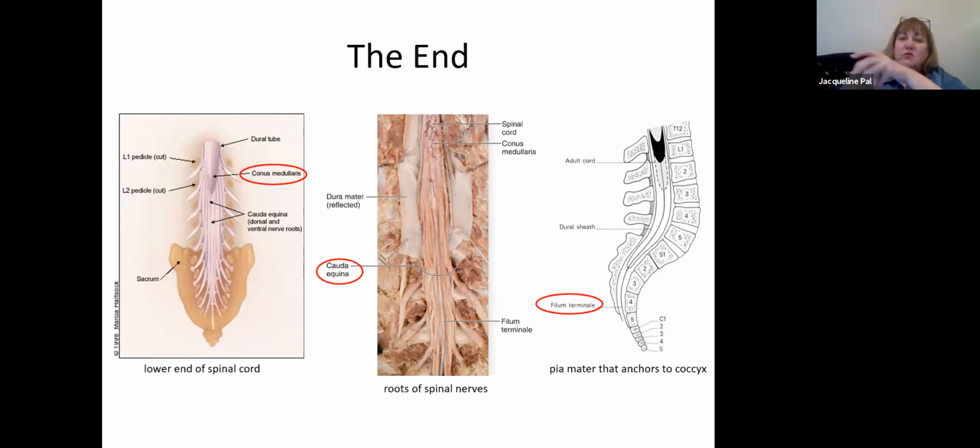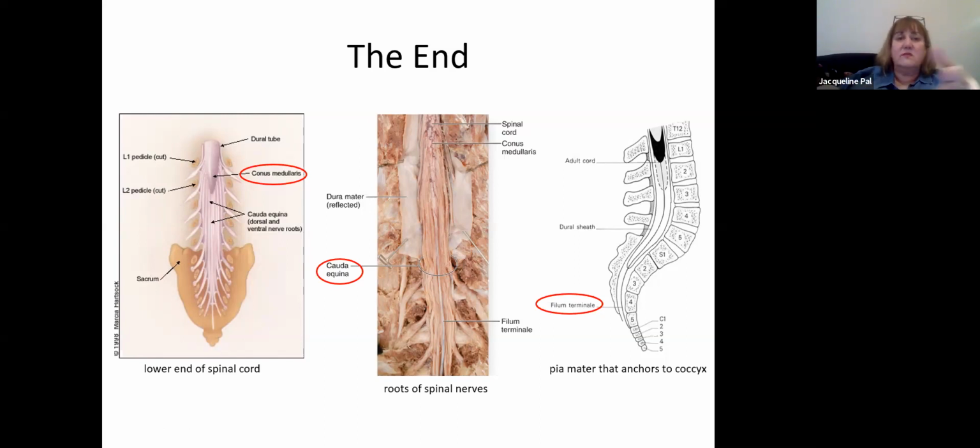And so all those roots together, this is what they look like in a fresh human or fresh dissection of a human spinal cord. And if you would let this sit, what happens is these darken and they look exactly like the very thick, coarse hairs that you find on a horse's tail. So if you know what a horse's tail looks like, then you know what this looks like. And that's why it's called the cauda equina.